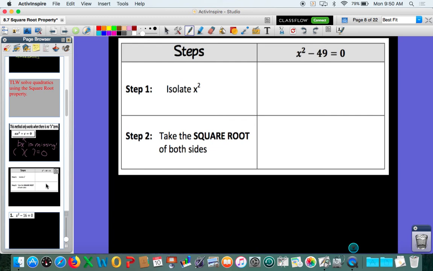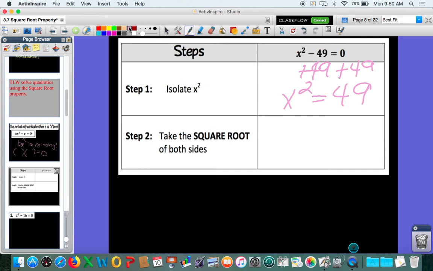So we're going to isolate x squared. Now these will have different steps every time. That's why it says isolate, because that could apply to all the problems. In this particular problem, the way we isolate is we inverse 49. We're going to add it this time to both sides. So I've got x squared equals 49. Well then, the next step is going to be take the square root of both sides.